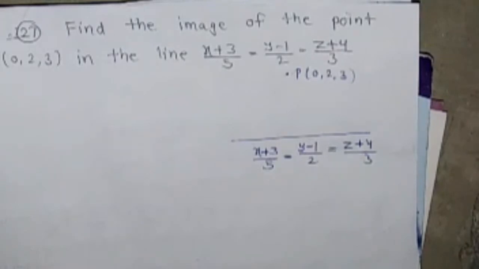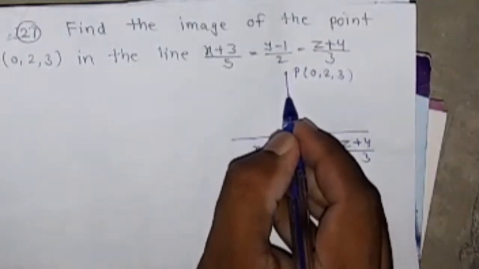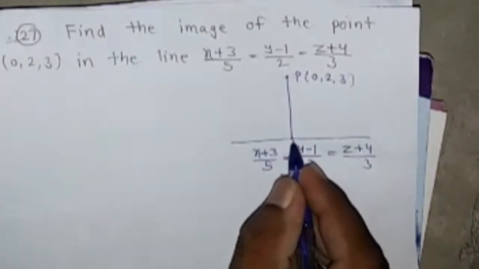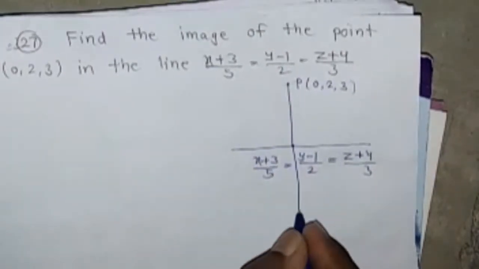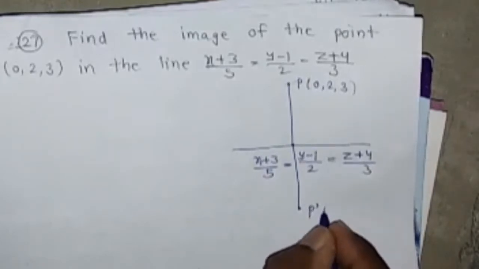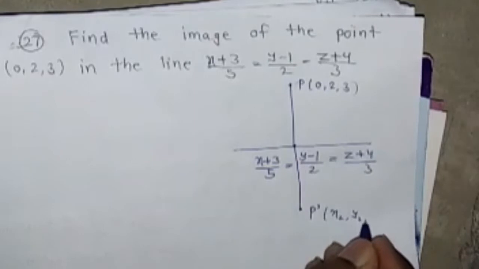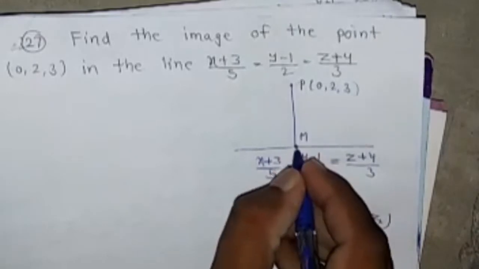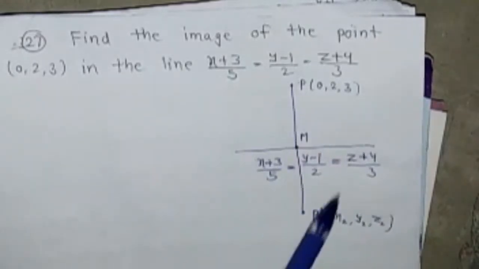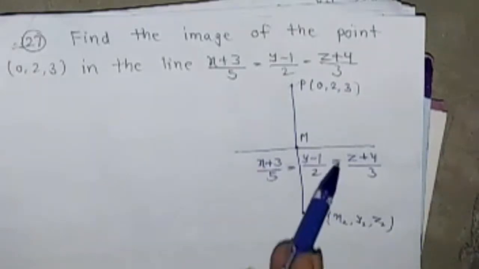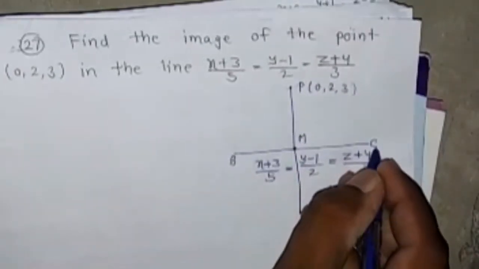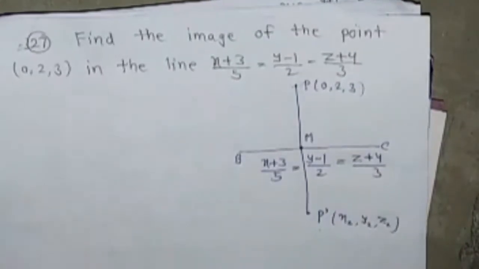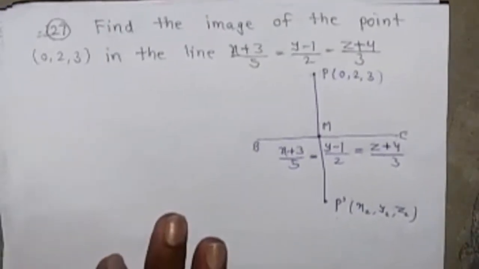of point P. Let the image of point P in this line be P dash, which is (x2, y2, z2), and it is the foot of perpendicular. Since P dash is the image of P, then M is the midpoint of PP dash, and it is PM. Firstly, we have to find a point on BC and let it be the coordinate of point M.